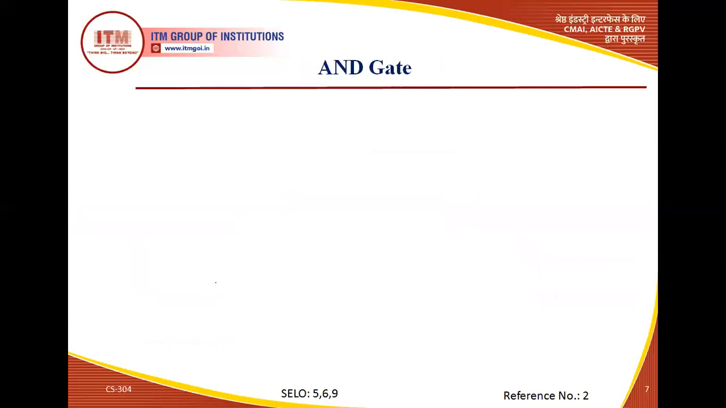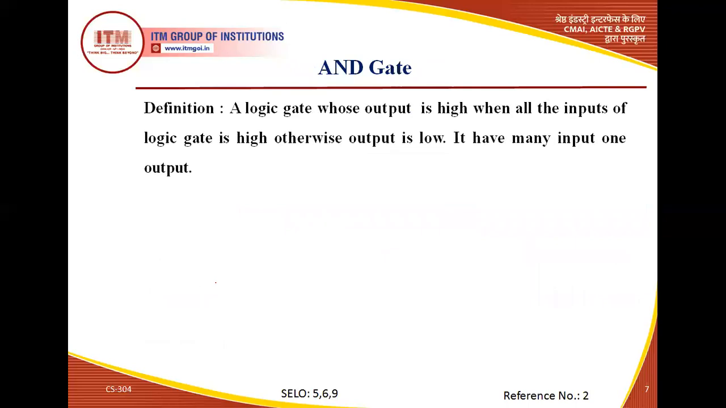Now first we discuss the AND gate. An AND gate is a logic gate whose output is 1 when all the inputs are 1, or we can say whose output is high when all the inputs of the logic gate are high, otherwise low. That means if any input of the AND gate is low, then it will definitely generate the output low.